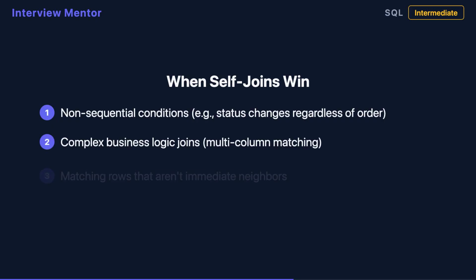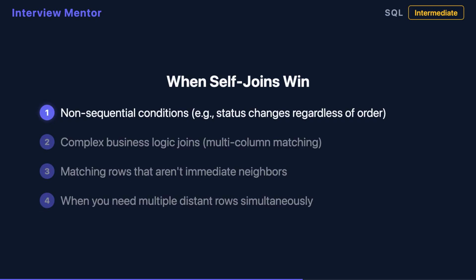That said, self-joins still have their place. When you need to match rows based on non-sequential conditions, like finding all pairs where a status changed from pending to approved regardless of timing, a self-join is the right tool. If you're joining on complex business logic or matching rows that aren't immediate neighbors, stick with the self-join approach.